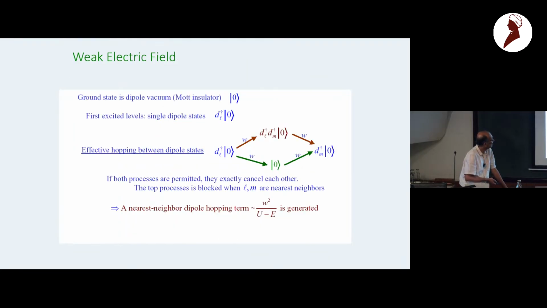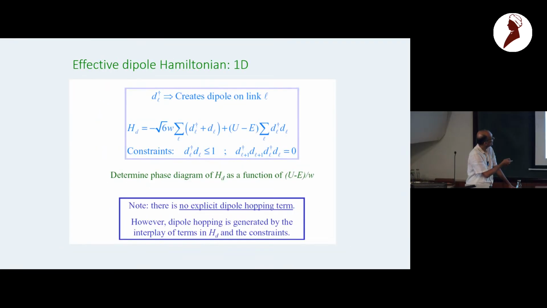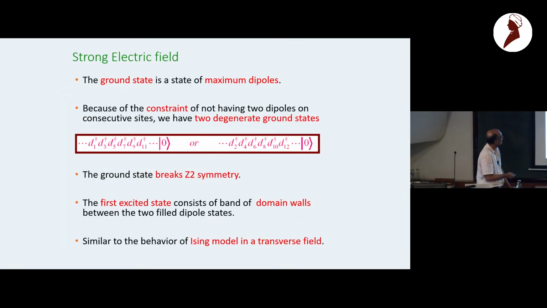So, okay, what is the ground state? The ground state essentially is a dipole vacuum if U is much, much greater than E, because then creating a dipole means that you have a large positive energy cost, and your ground state is the one in which there is almost no dipole. Okay. But in the strong electric field case, where the electric field is large compared to U, the ground state is the one with the maximum number of dipoles.